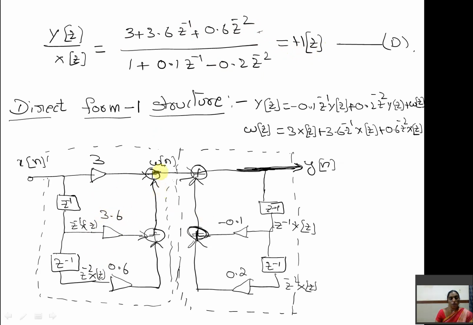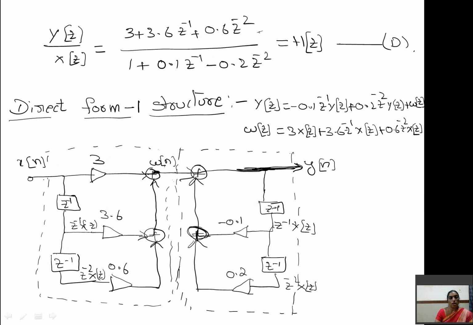But here remember, adders are placed here, delay units are placed here, and then in the middle multipliers are placed. So remember the steps of the structure. We just draw this diagram directly from this equation. In this way.